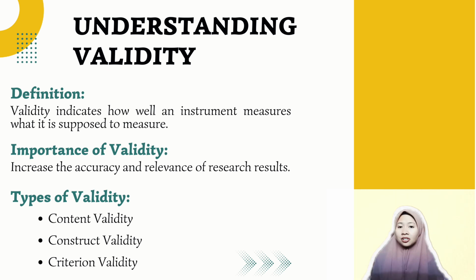Therefore, researchers must ensure that the instruments used have been properly validated before applying the results to decision making or conclusions. There are several types of validity used to test whether an instrument is fit for purpose, including content validity, construct validity, and criterion validity. Each of these types of validity has different testing methods and focuses on a specific aspect of the measurement instruments.